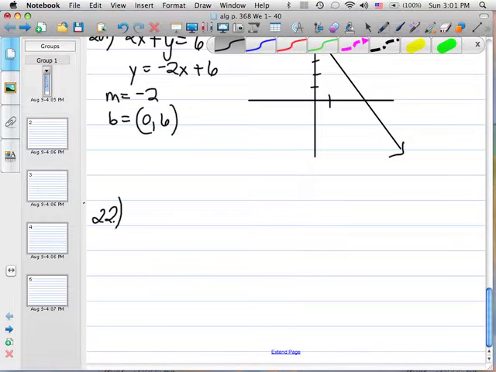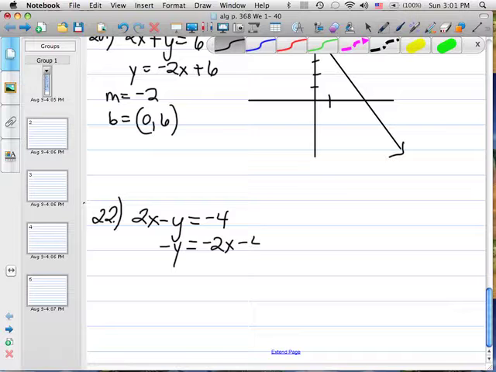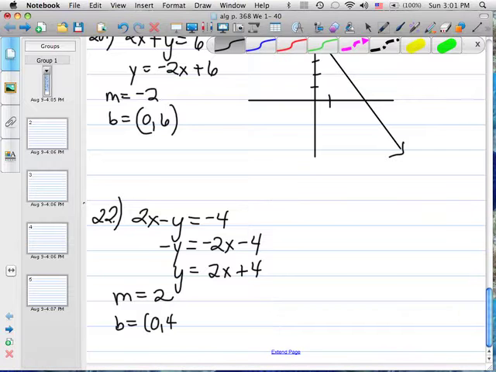Number 22. We have 2x minus y equals -4. Get it in slope-intercept form, so -y equals -2x. We're subtracting 2x from both sides, plus 4. And then we need to make this positive y, so we're going to multiply everything by -1. So this is y equals 2x plus 4. So our slope is 2/1, or 2, and our intercept is 0, 4.